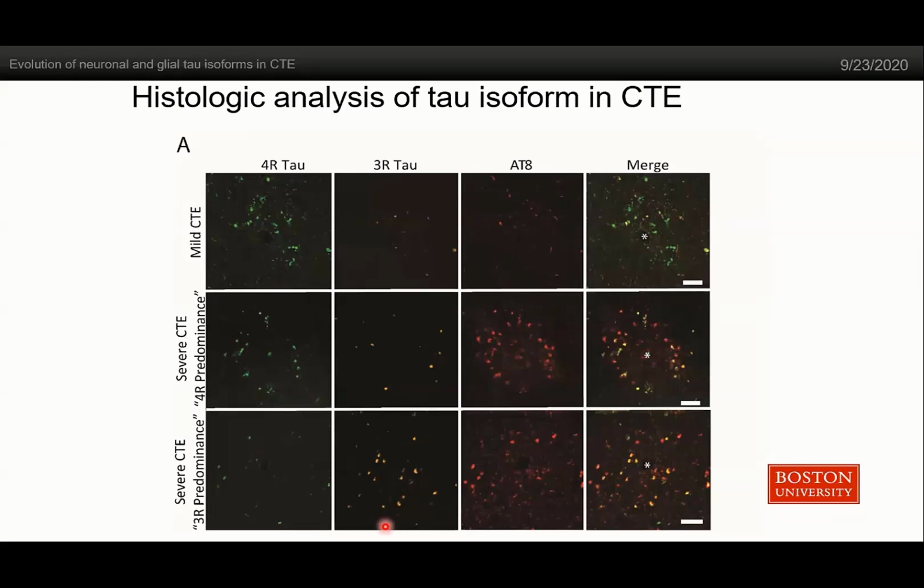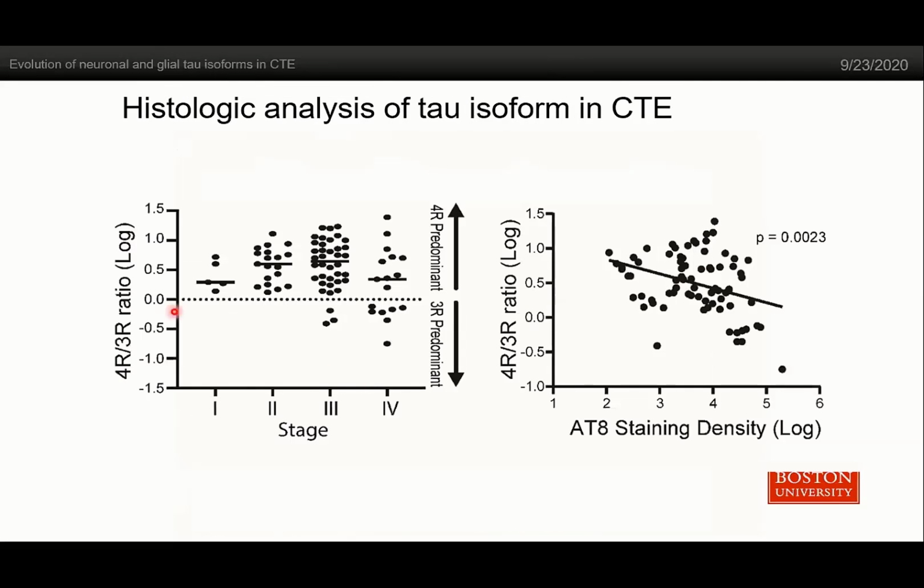So there's different presentations within the same disease. Again, all of these have, if you look by AT8, the neuropathologic lesions, so they're all CTE. We wanted to quantitate this now, so we developed a ratio by pretty much counting the amount of 3R and 4R positive cells there, and we divided the amount of 4R cells by 3R cells, just a very crude ratio analysis. And what we see is that this is log transformed to show the spread.